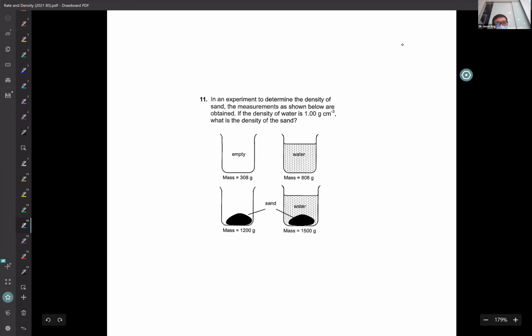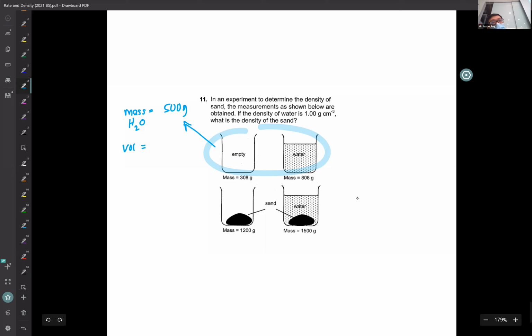Now, for this difficult question, I'm going to do a bit of coloring here to make things simpler. Look at the screen now. I'm going to color these two in blue. From these two diagrams, we know that the mass of the water, I've just written H2O, is actually 500 grams. You agree on this?